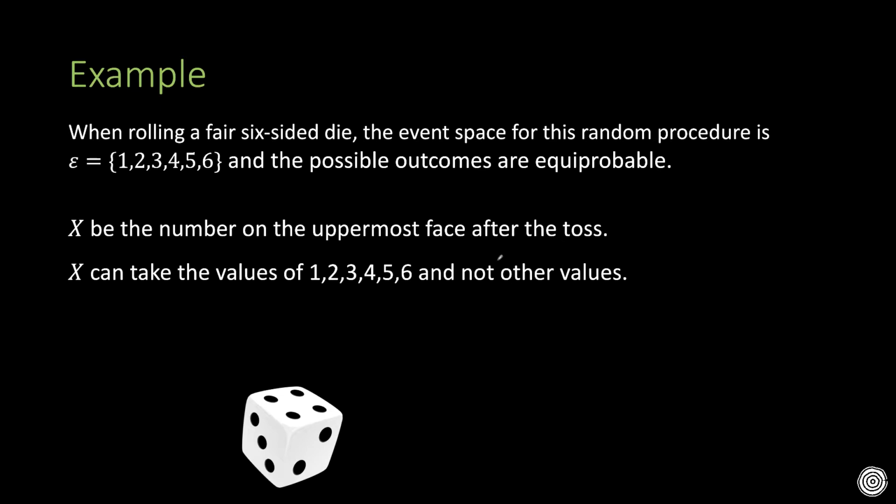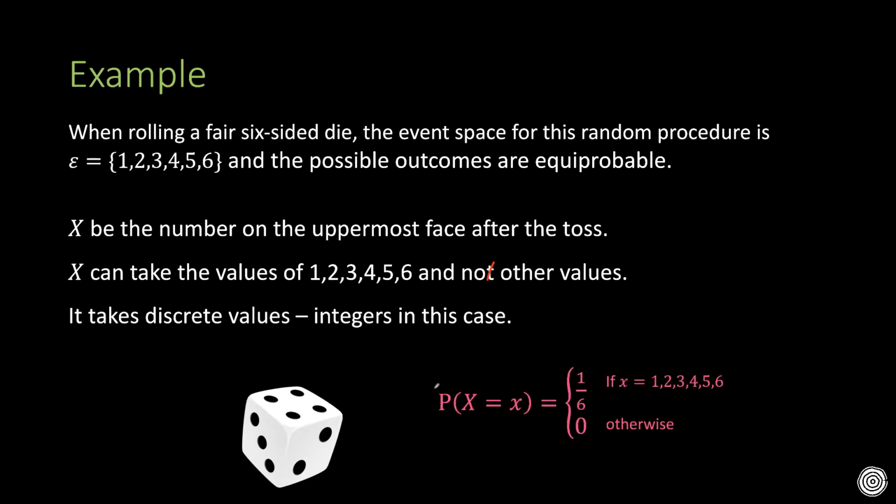Sorry, excuse that typo there, and no other values. And it's obviously discrete values, and in this case, integers. So I would write this as this, my probability function is equal to 1 out of 6 if I get a 1, 2, 3, 4, 5, and 6, or 0 if it's any other number.